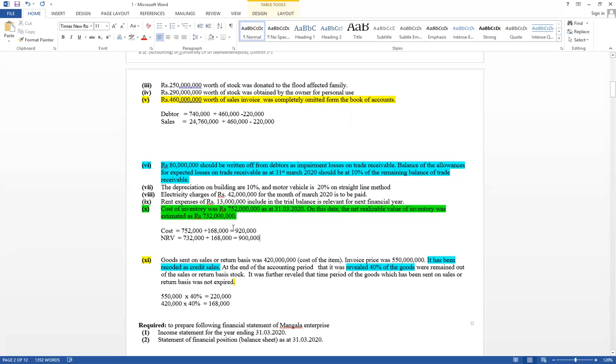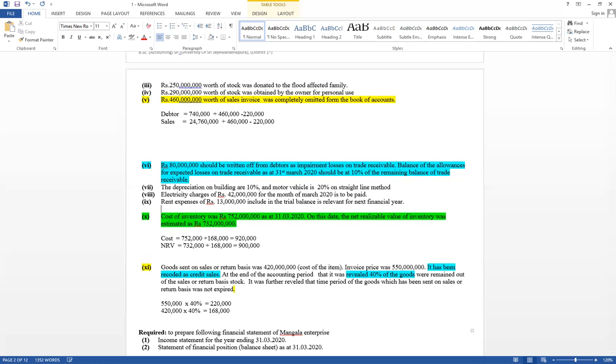Then this is the value that should be adjusted as inventory. Think about goods sent on sales or return basis. At the same time, the inventory adjustment should also be done. Then the cost value of inventory equals 920,000. This is the value that should be included under the cost of sales calculation based on the matching concept. Here there are 3 marks available. Cost value should be included under the cost of sales calculation as closing inventory.